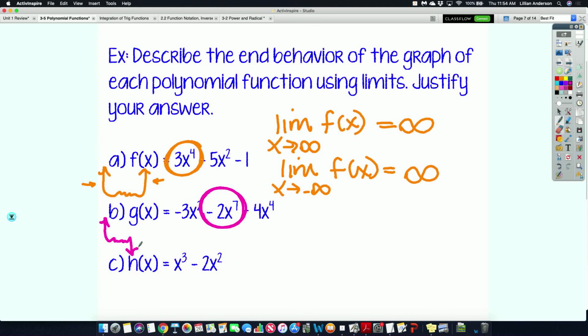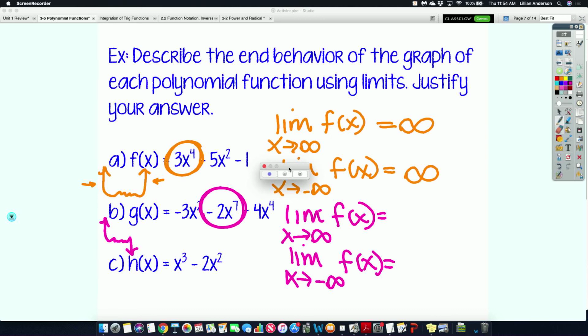Okay. Go ahead and do that in end behavior real quick. What is my right end behavior as x is approaching positive infinity? Negative infinity. And as x approaches negative infinity? Positive infinity. Very good.